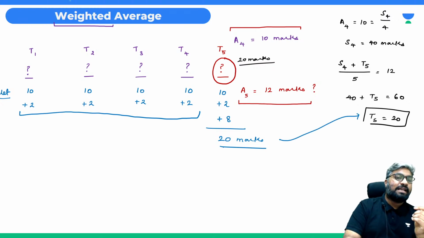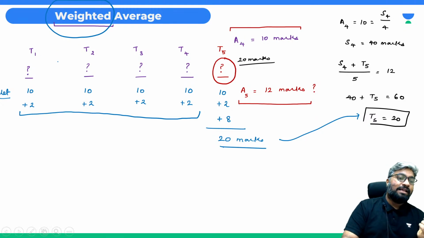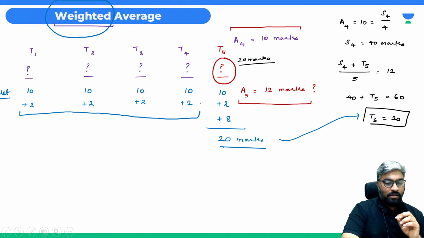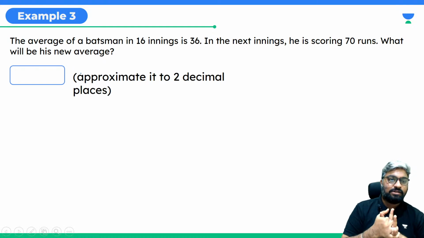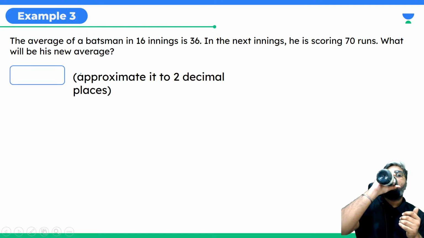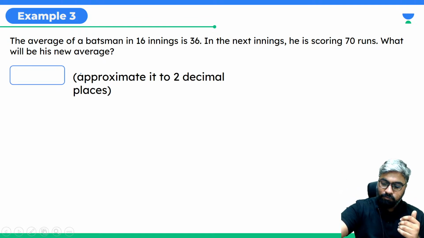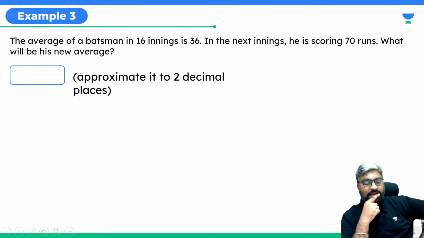This method is called weighted average, where you assume that the average marks is the individual marks. The average is the individual term. Understood? Yeah, we'll put up an example. Try this out. Sorry for this thing being so big. But try this out. Try this question, guys.